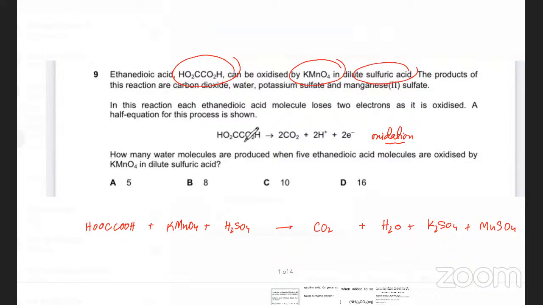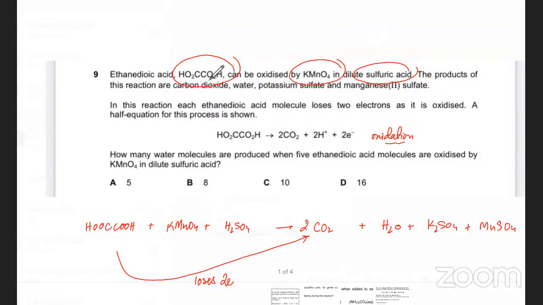Now they've given me half of the equation: ethanedioic acid turns into 2 carbon dioxides. How does it turn into 2 carbon dioxides? By losing 2 electrons. I know that it loses 2 electrons because they told me that when this turns into carbon dioxide, it loses 2 electrons. Is that clear, this part? Sir, can you tell me how did you generate this equation?